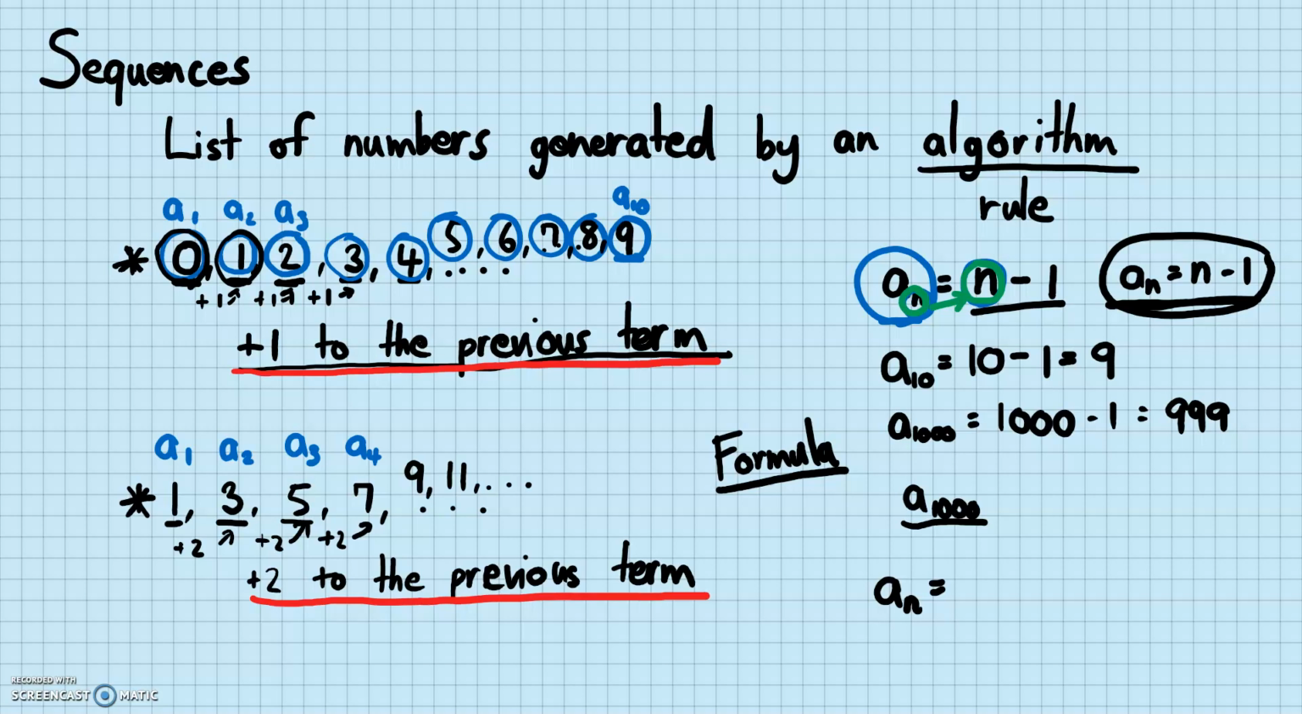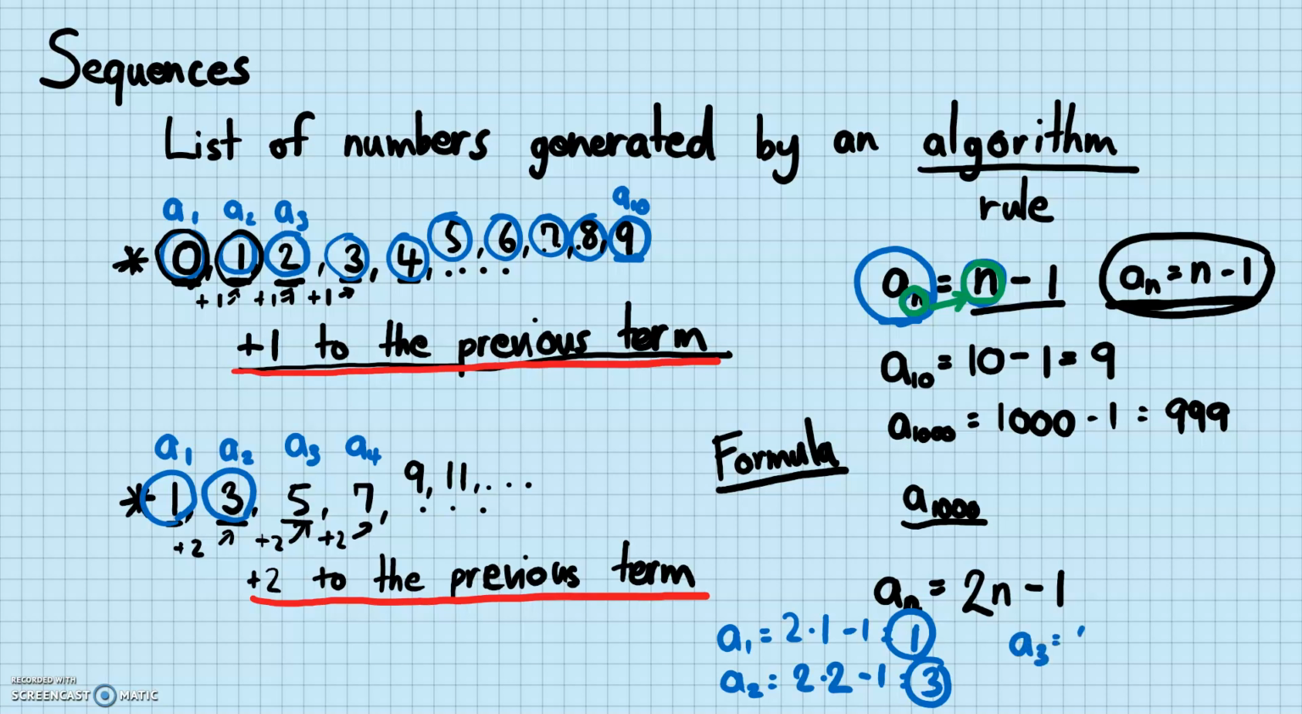So to find the nth term, what we're doing here is basically multiplying n by 2, and then subtracting 1. To get the first term, a sub 1, remember, our n is 1 here. So 2 times 1 minus 1 is going to be 1. That matches with our first term. To find the second term, we do 2 times 2 minus 1, which is 3. That matches with our second term. To get the third term, we do 2 times 3 minus 1, which is 5. So as you can see, this algorithm works for all the terms in our sequence of odd numbers.